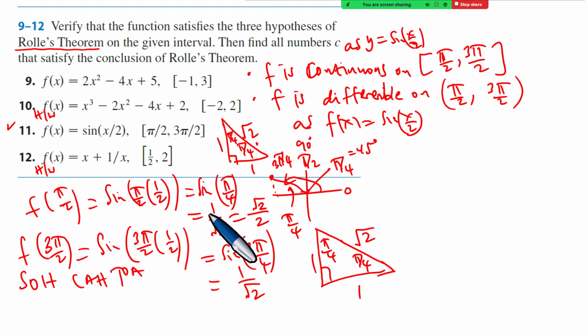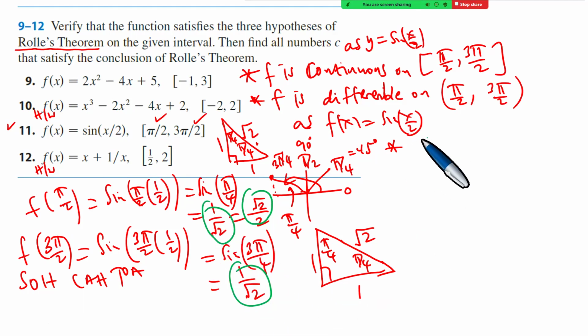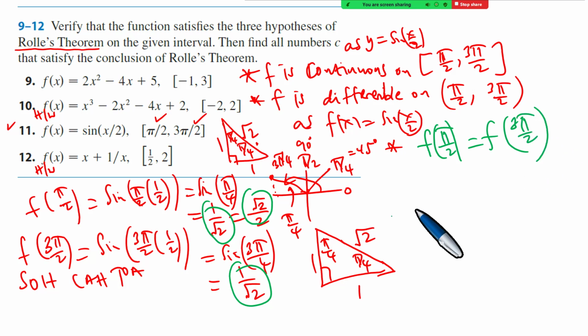We stated the two hypotheses. What is the third one? The third one is f at this point equal to f at that point. F at pi over 2, we can see it is 1 over the square root of 2, or square root of 2 over 2, and this is exactly that. So f at pi over 2 is actually equal to f at 3 pi over 2, like so.